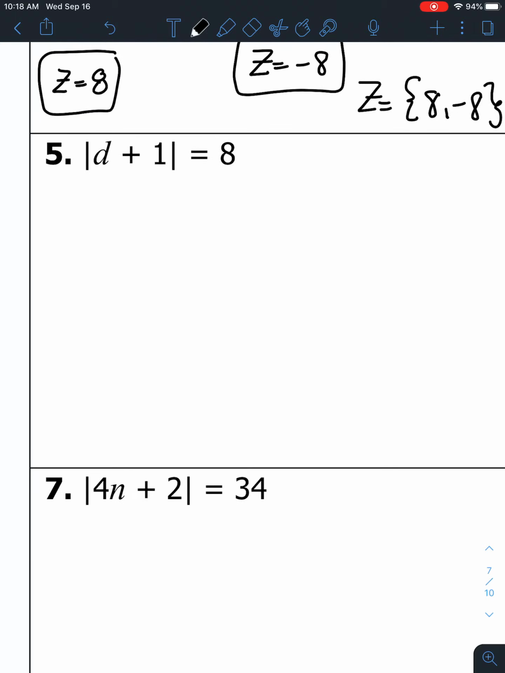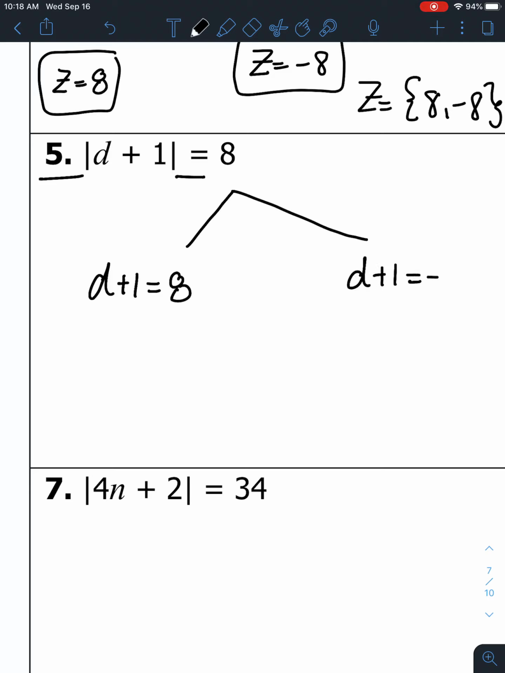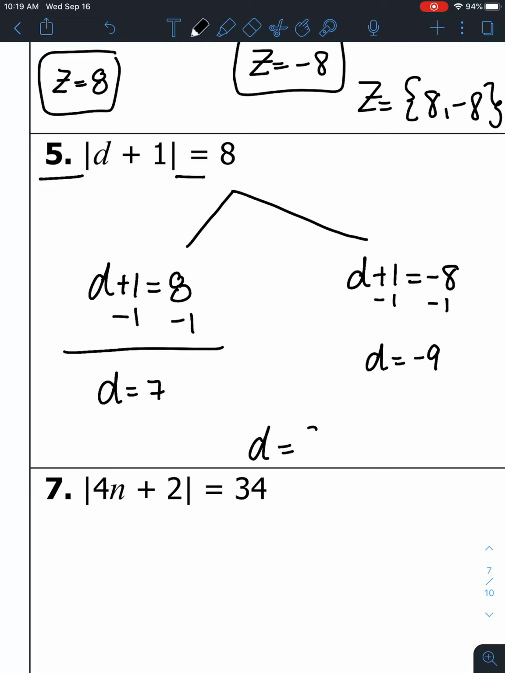So here's D. Anything on the outside of my absolute values? No, so we're good to go. So we're going to make two equations. Again, inside stays the same, D plus 1 equals my outside. Again, inside stays the same, D plus 1 equals my negative outside. Okay, so here we go. We're going to solve just like we do on all of our equations. So we're going to minus 1. That gives me D equals 7. Minus 1 on this side, that gives me D equals negative 9. Again, writing our answer as a solution set, D equals frilly brackets, 7, comma, negative 9.